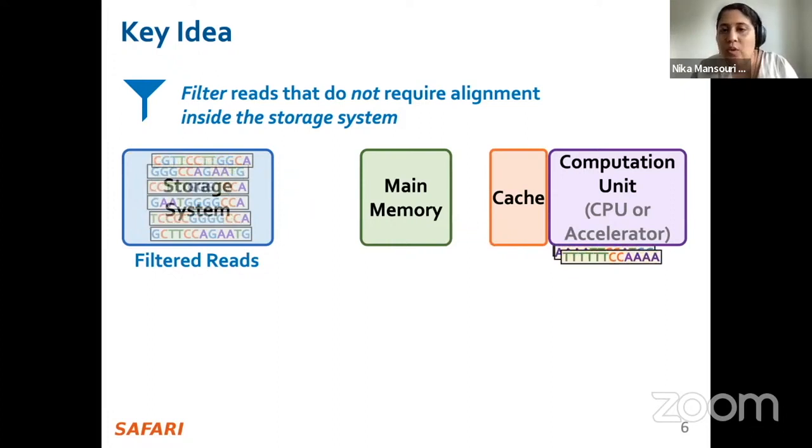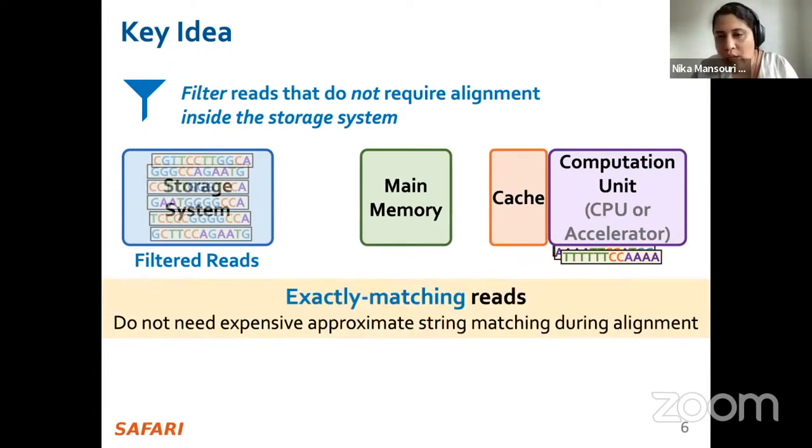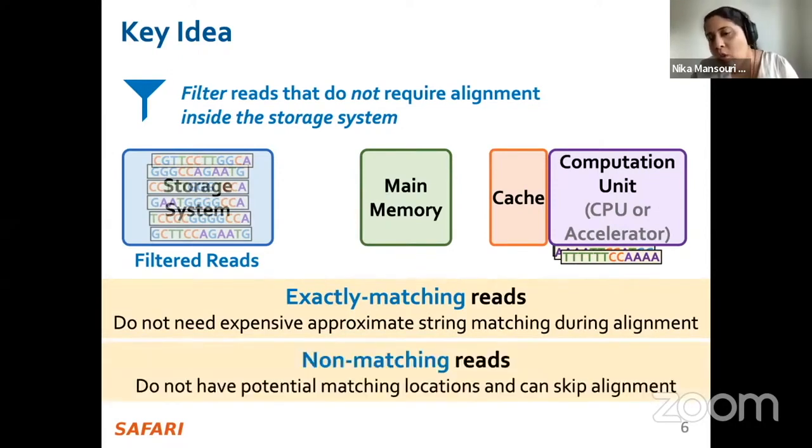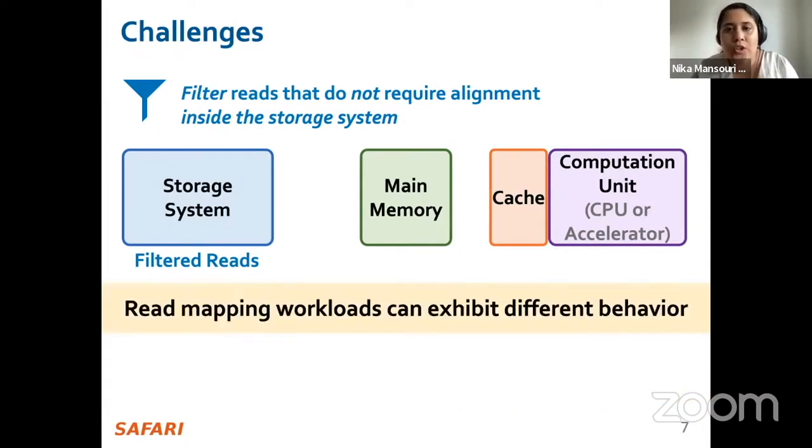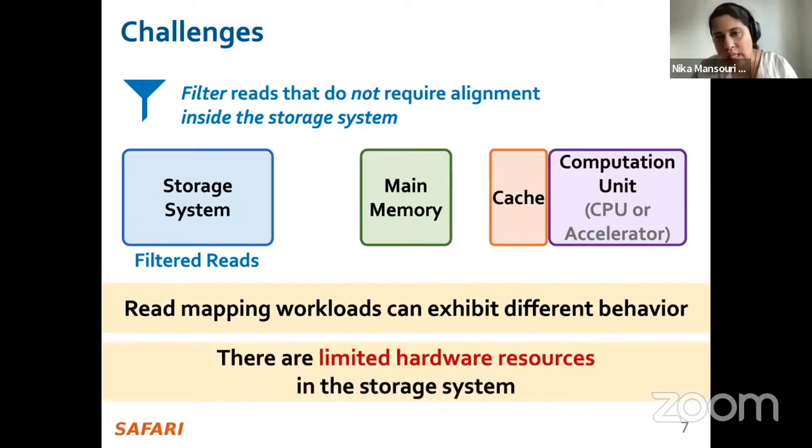Examples of reads that do not require this costly alignment step are exactly matching reads to the reference genome that do not need approximate string matching performed during alignment, and non-matching reads that have no potential locations in the reference genome, and therefore they can skip the alignment step. However, filtering reads in a modern SSD can be challenging due to different behavior across read mapping workloads and the limited hardware resources in the SSD.